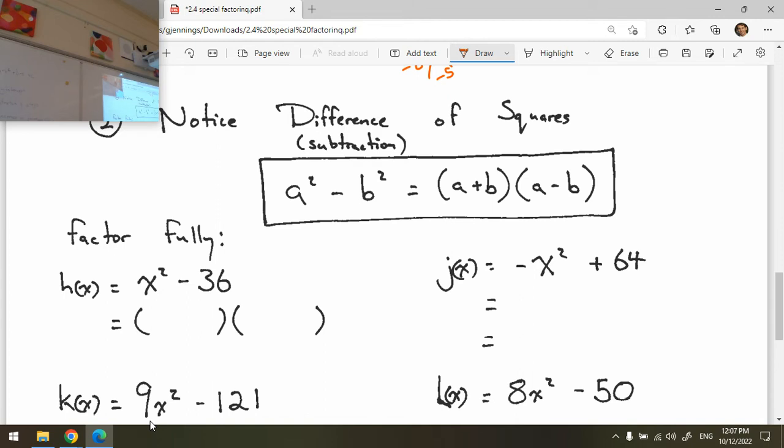81 minus 9 was 72. Let's see if we get 72 here. 9 plus 3 is 12. 9 minus 3 is 6. 12 times 6 is 72. Cool, eh? Why is that working that way?